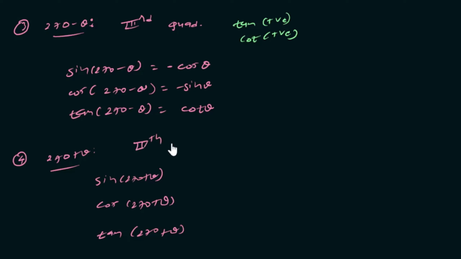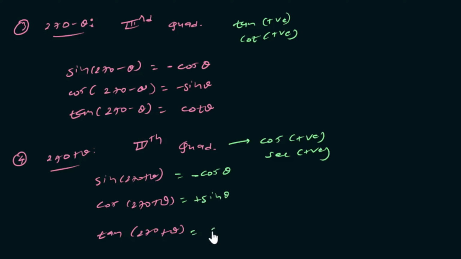In the fourth quadrant, cos is positive and sec is also positive. So sine 270 plus theta will be converted into cos theta and it will be negative. Cos 270 plus theta will be converted into sine theta and it will be positive. And tan 270 plus theta will be converted into cot theta and it will be negative.